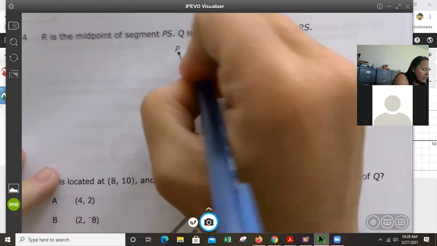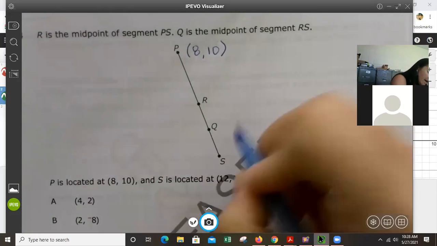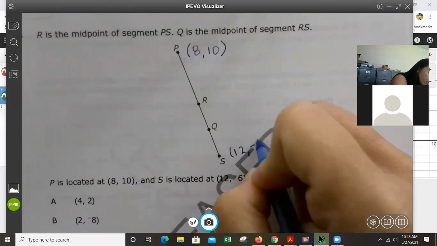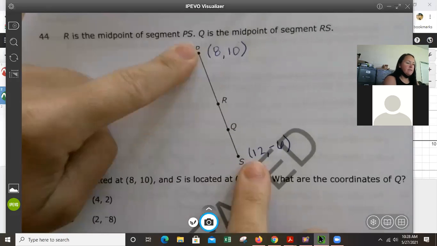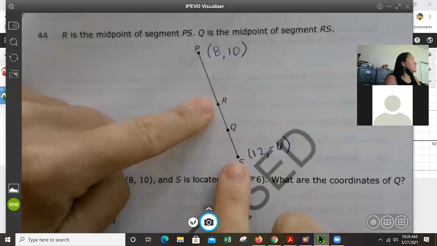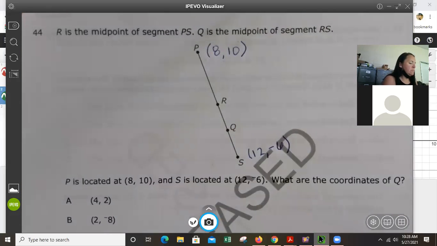It says P is located at 8, 10. S is located at 12, -6. Again, we're at 44. It says that R is the midpoint of these, and then Q is the midpoint of these two. What are the coordinates of Q? You don't have to have your calculator for this. You don't have to have anything for this.